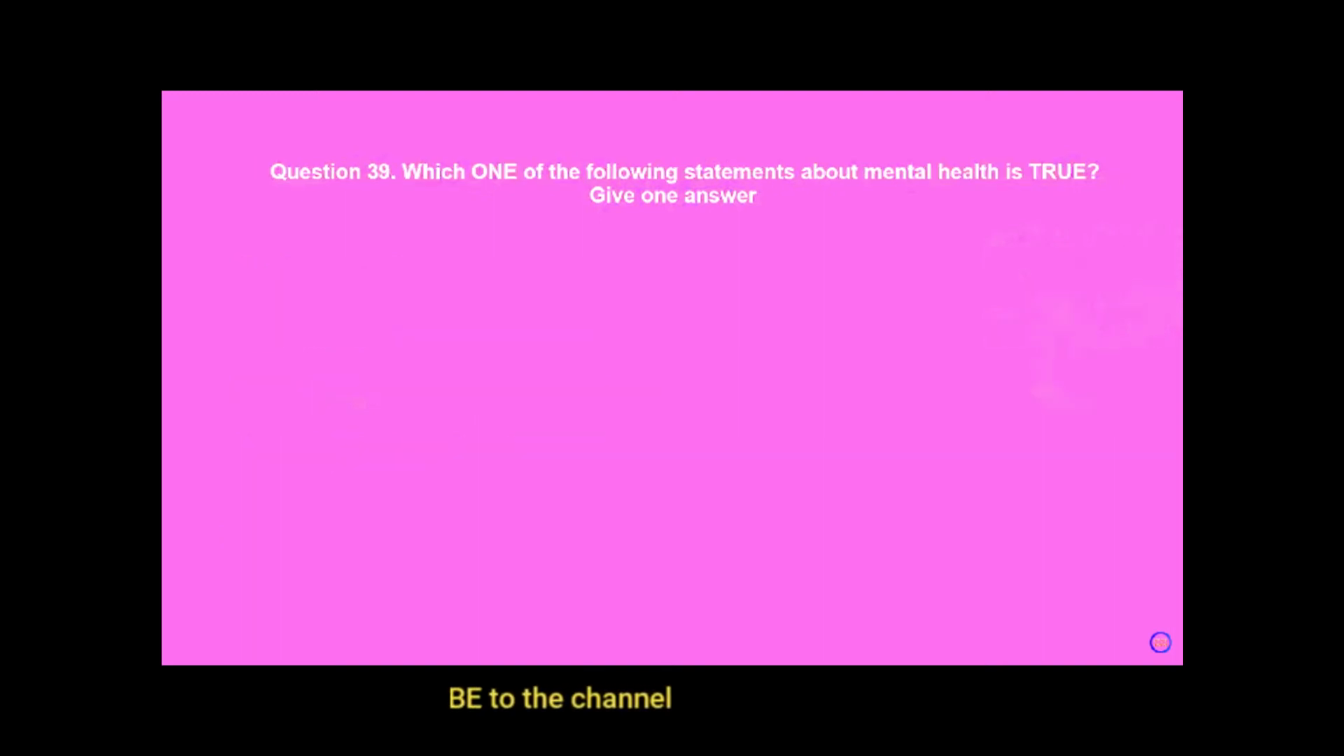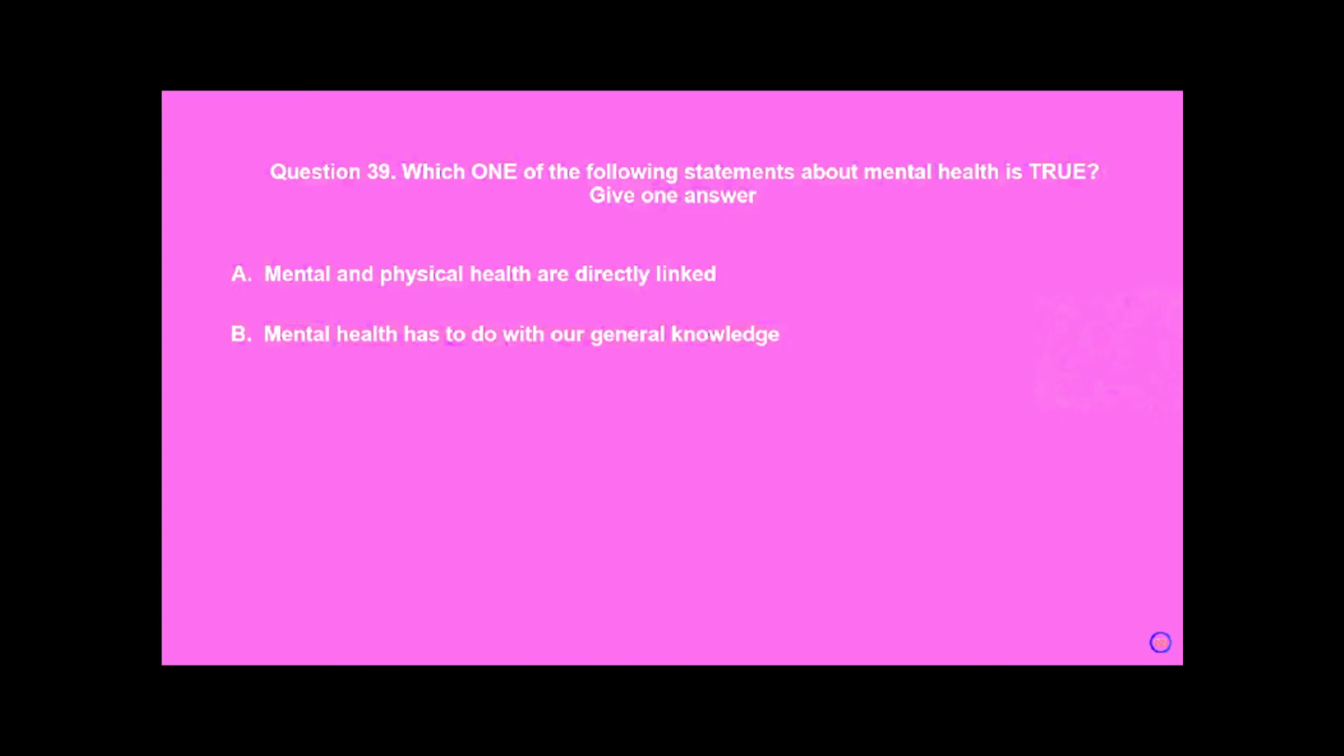Question 39. Which one of the following statements about mental health is true? Give one answer. A. Mental and physical health are directly linked. B. Mental health has to do with our general knowledge. C. Mental health is all about how we think and remember things. D. Mental health is all about our intelligence.